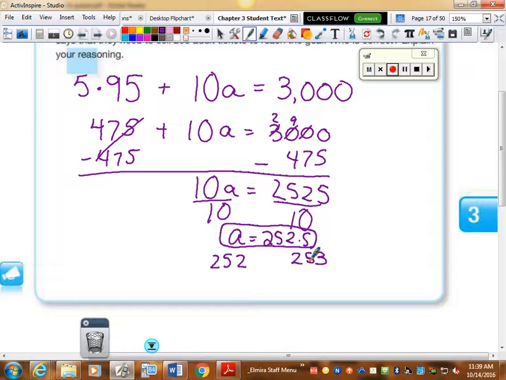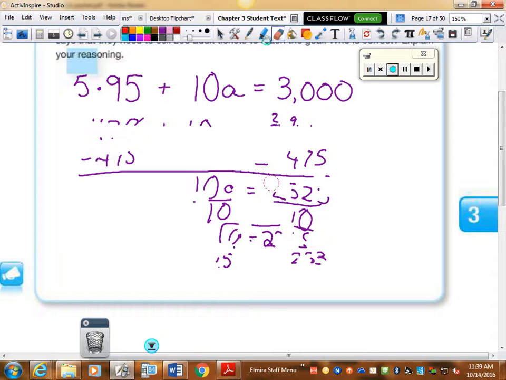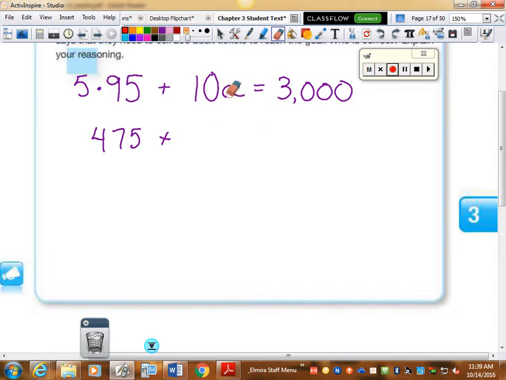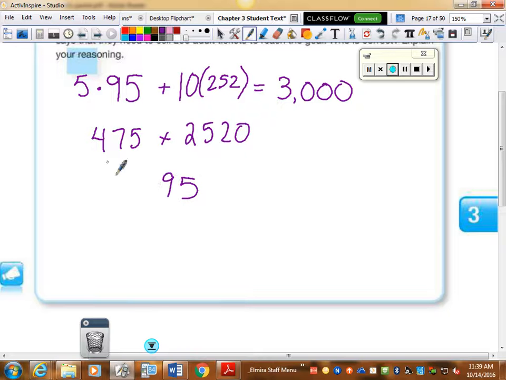The other way you could have solved this is to sub in. Let me make that bigger. Sub in 252 and 253 to see if it would work. So this is 475, and if I sub in, well, let me move that over so it fits, times 252, you can solve and sub in and see if it works. 2520. Okay, add those together. Oh, $2,995. 252 tickets does not quite make the goal.